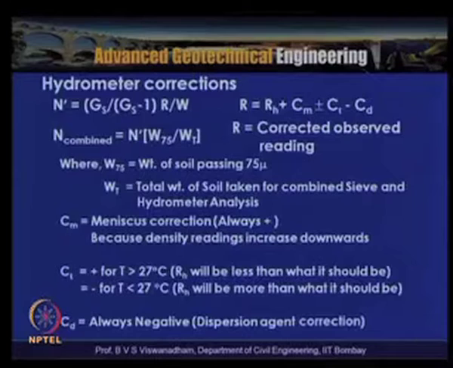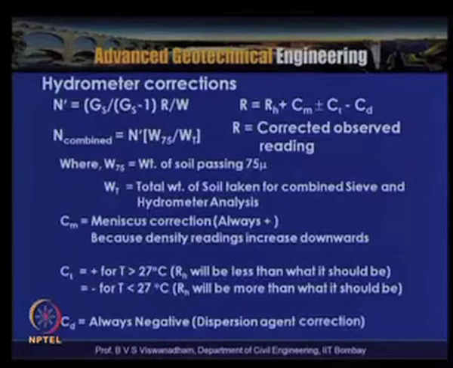So, with that percentage finer, the particle size variation can be plotted, where W75 is nothing but the weight of the soil fraction passing 75 micron, Wt is nothing but the total weight of the soil skeleton for combined sieve and hydrometer analysis.